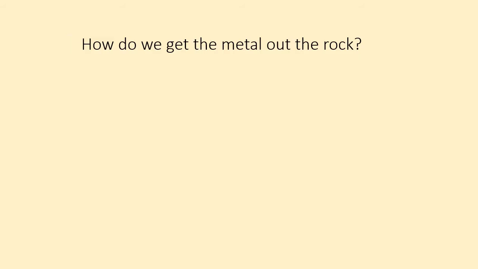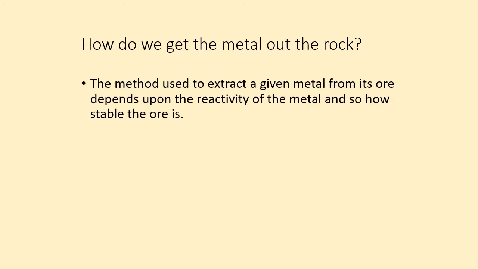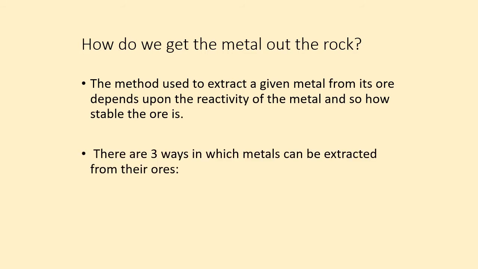But when we've got these rocks that either contain metals or metal compounds, how do we get the metal out of the rock? Well, it really depends on the type of ore and on how reactive the metal is and how stable the ore is. There are three ways in which it is possible to get a metal out of an ore, or extract the metal is the scientific word. Extract the metal from its ore.